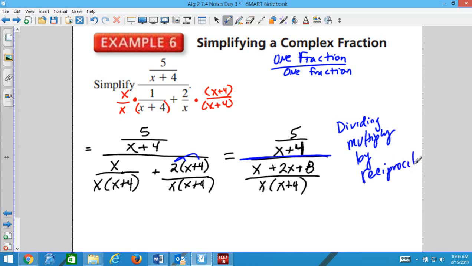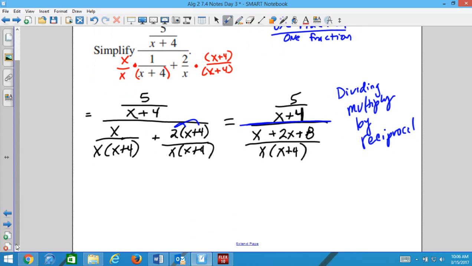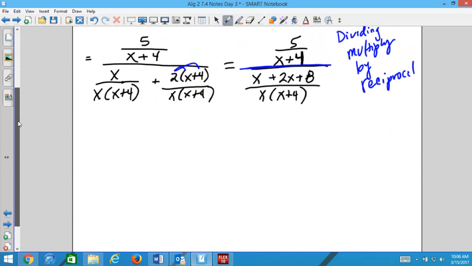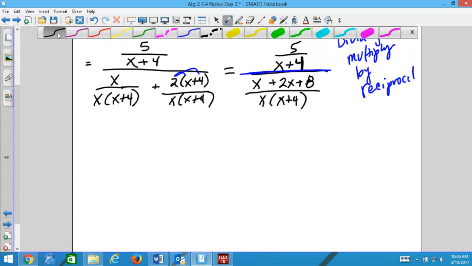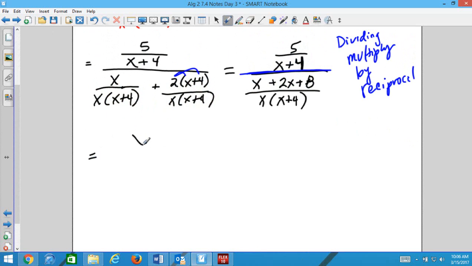So instead of taking 5 over x plus 4 divided by x plus 2x plus 8 over x times x plus 4, we're going to flip the bottom one. So 5 over x plus 4 multiplied by x times x plus 4 over, and then I'll just combine my like terms while I'm doing this, 3x plus 8.